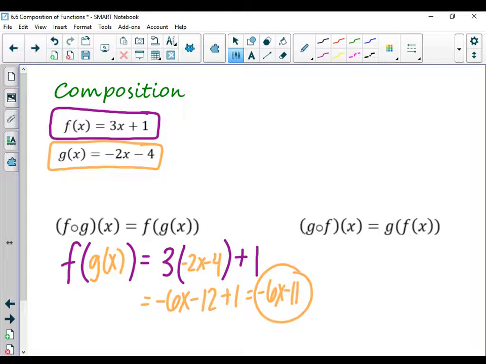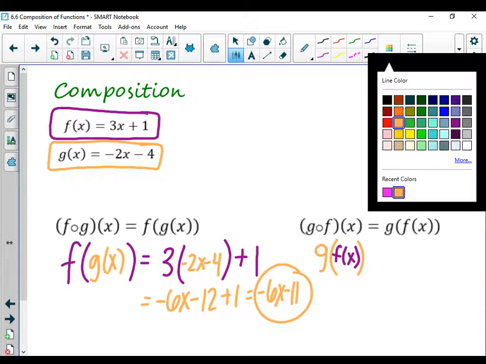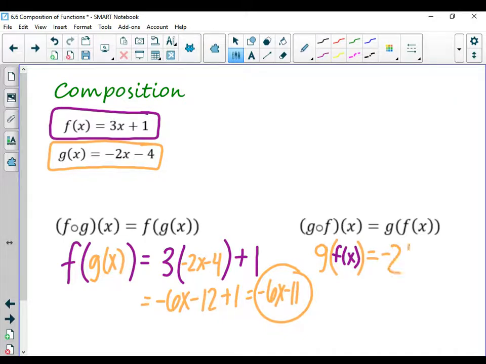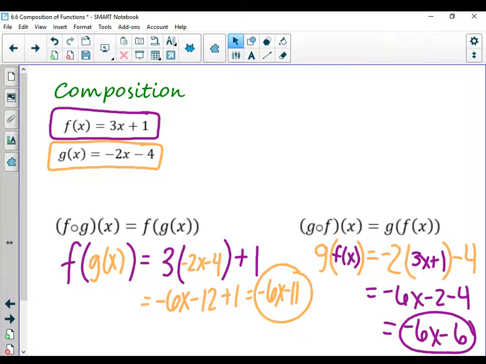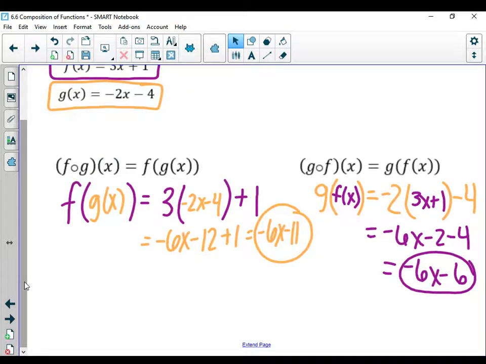The next one, we have g of f of x. So then our g of x equation is negative 2 times x minus 4. And our f of x is 3x plus 1. So then we simplify, and we get negative 6x minus 6. Okay. Any questions on those?